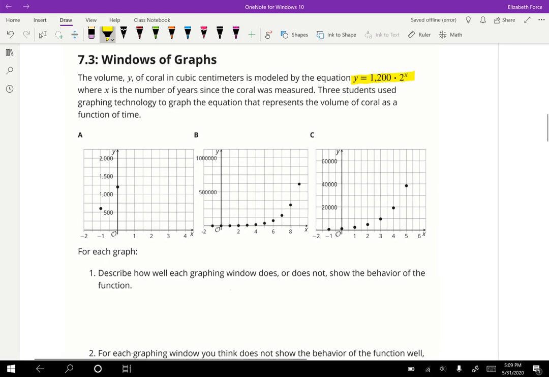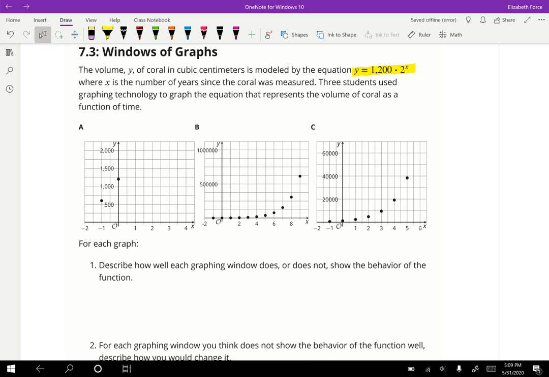So for number 1 on 7.3, we've got 3 graphs here. We've got A, B, and C. And I wanted you to describe how well each graphing window does or does not show the behavior of the function. So that's important. Which of these graphs is showing that exponential curve? We really want to see that exponential curve.